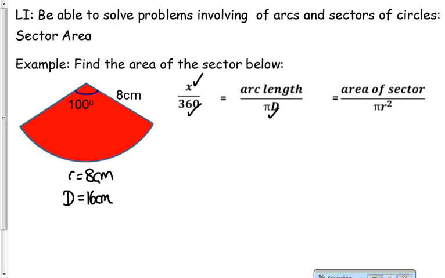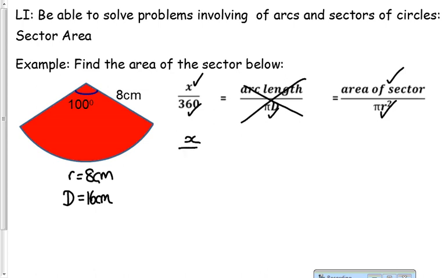I want to know the area of the sector, so I give that a tick. And I can calculate the area of the circle because I know the value of r, so I'm going to give that a tick. So what I have is x over 360 and area of sector over pi r squared are the two that I'm interested in. I am not interested in the bit in the middle. So I can rewrite this now.